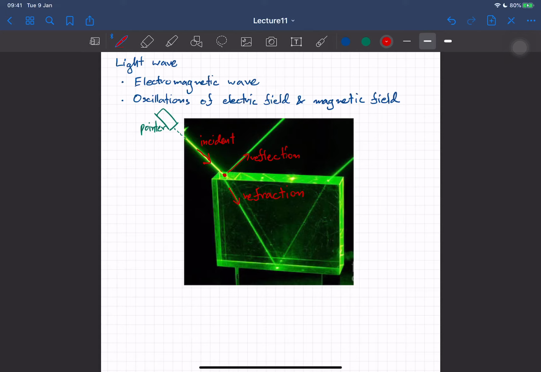You can see that it's gonna change the direction a little bit, right? If it goes straight, it's probably gonna follow this line, but because it goes through different media, from air to this glass, it's gonna change the direction a little bit. That's because the speed of light is different in air and in glass. And we're gonna describe this using Snell's law in a few moments.